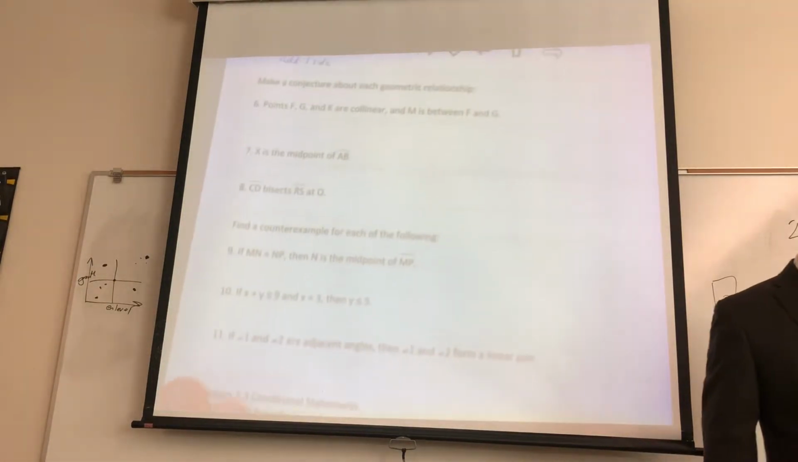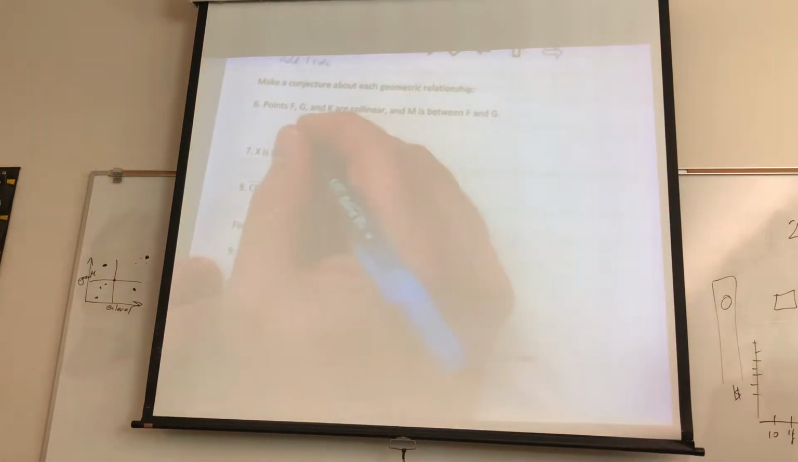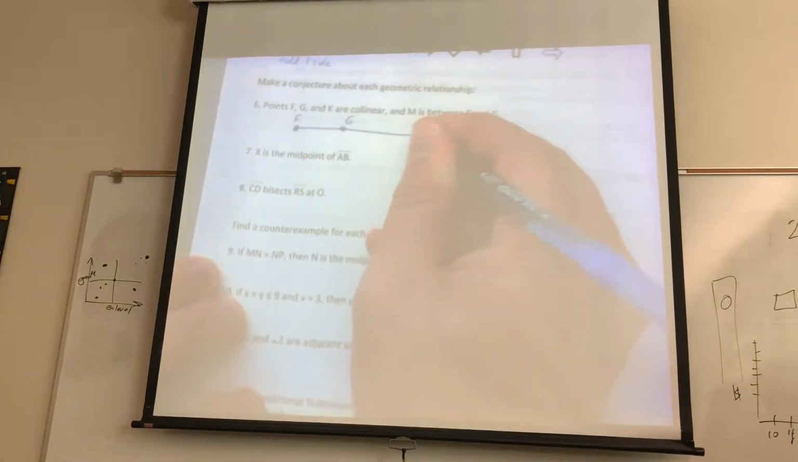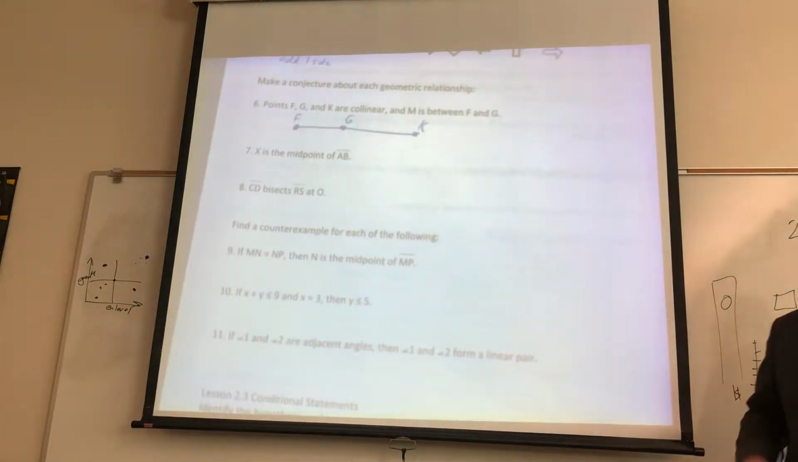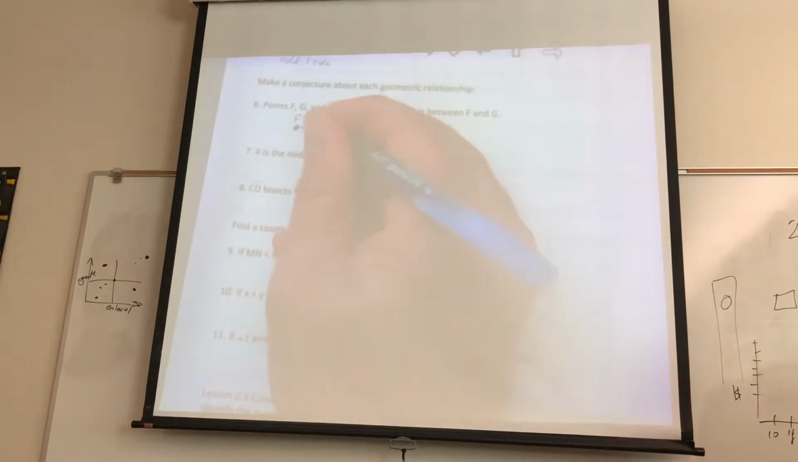Make a conjecture about each geometric relationship. Points F, G, and K are collinear. That means they're all on the same line. We don't know how far apart they are. Here's F, here's G, here's K. They could also be in a different order, but this is just our best understanding of it. M, it says, is between F and G.